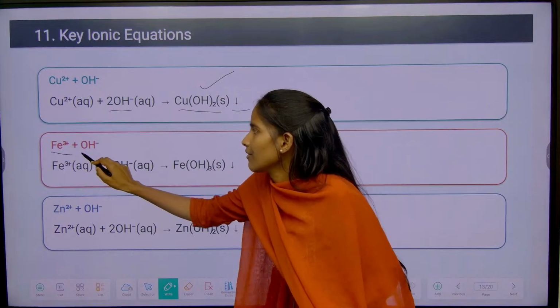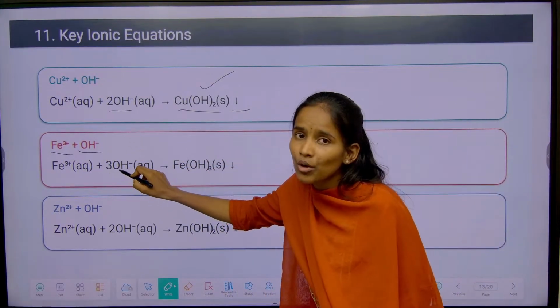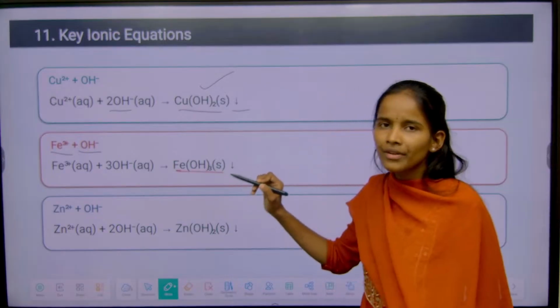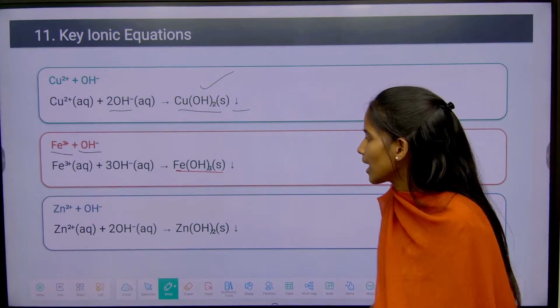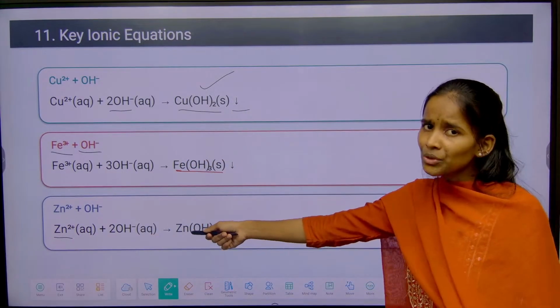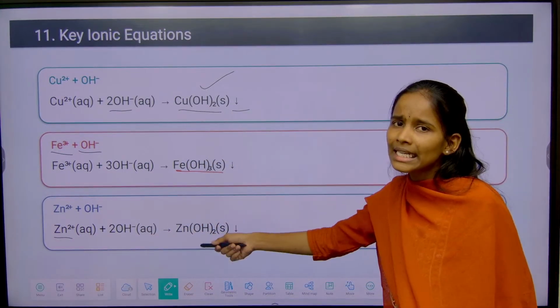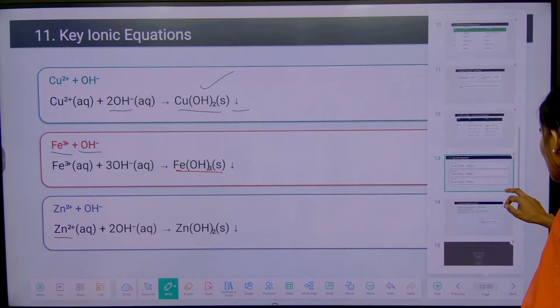Similarly, see Fe3+ reacting with OH minus. Fe3+ plus 3 OH minus results in the formation of Fe(OH)3, and it is a precipitate, so we represent it with a down arrow. Similarly, see Zn2+ reacting with 2 OH minus ions, we will get zinc hydroxide. This is a very small and easy chapter also.